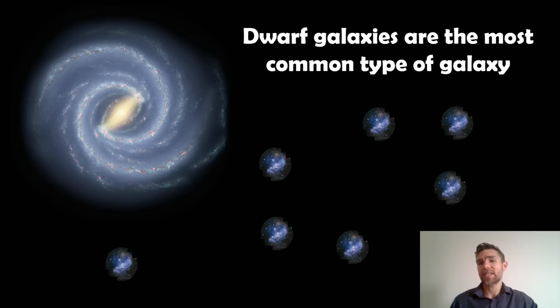So dwarf galaxies themselves are actually quite common. They're probably the most common type of galaxy in the universe. They're quite hard to find because they're quite faint. Because they are made up of stars, if you have less stars and they're physically smaller, they're going to be less bright. Their luminosity is going to be low, so they're going to be quite hard to actually find anyway. But they are generally one of the most common types of galaxy that we actually have in the universe.